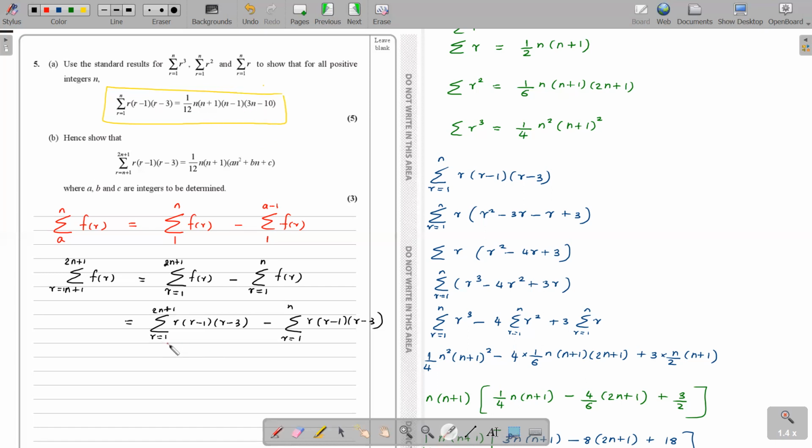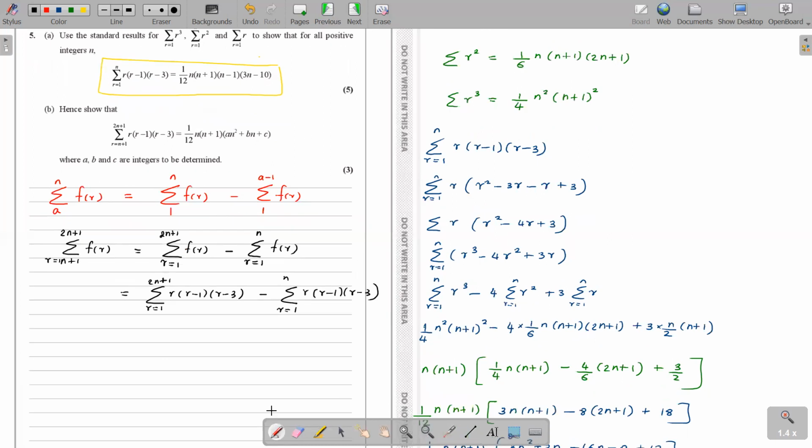Now here what do I have? I have the summation formula from 1 to 2n plus 1, which means all the n values must be replaced by what? All the n values are replaced by 2n plus 1. Let's replace. So 1 over 12, n is replaced as 2n plus 1. Let me do it again with a different color, because all the n's need to be replaced.